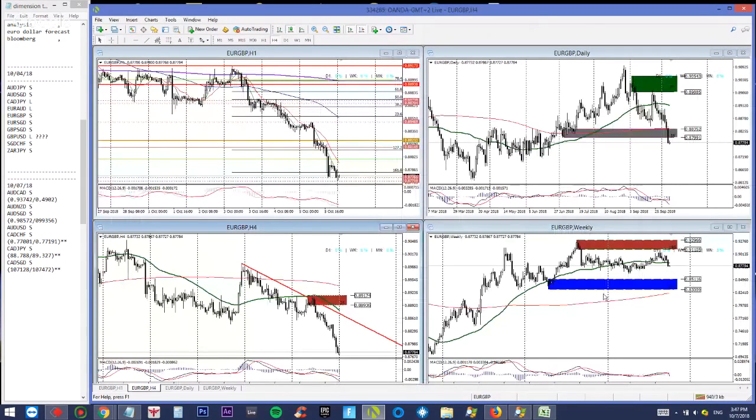Supply zone been touched once. Demand zone haven't been touched anything. And the previous high has been touched a couple times. And the demand zone been broke. So we're looking for the next level, which is around here.